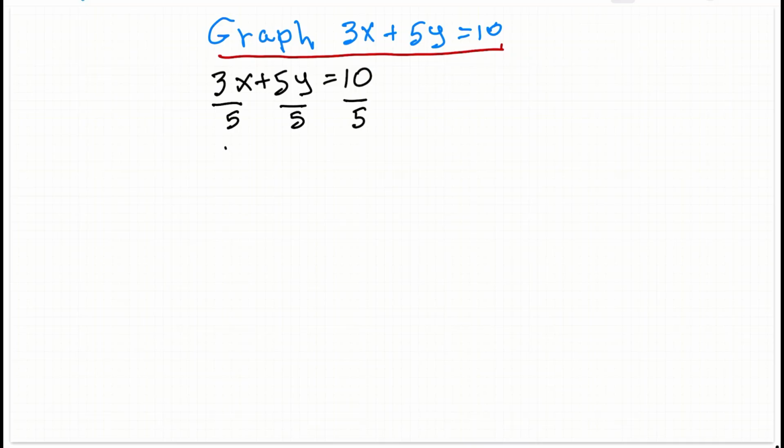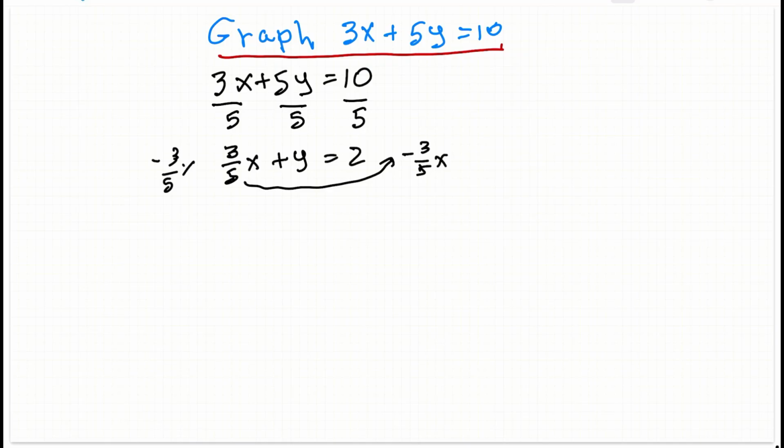That'd be one start, so we get 3/5 x plus y, because the 5's cancel, is equal to 2. So now we want to take the 3/5 x on the other side, so we're going to subtract minus 3/5 x from this side, minus 3/5 x from the left. Those two are going to cancel each other out, so we're going to be left with y is equal to 2 minus 3/5 x.